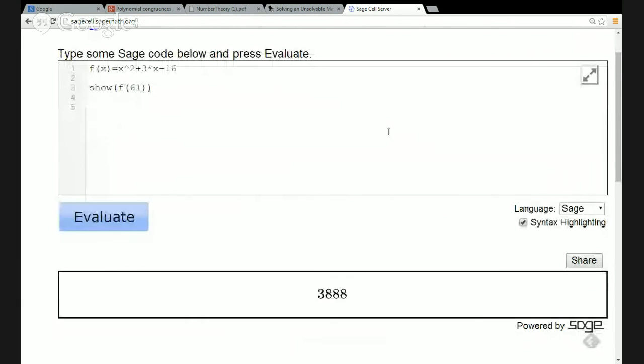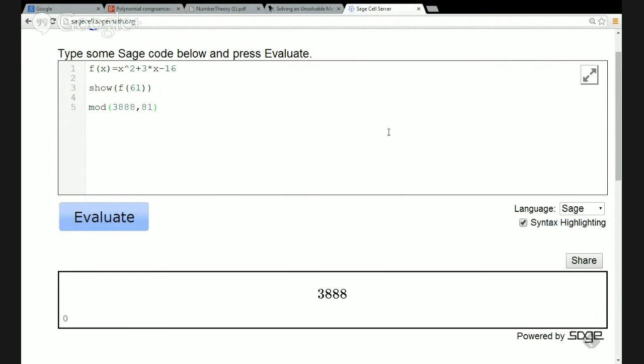So 3888, and if you do modulo 81, it should be 0. That little 0 down there, that's equal to that. So it's 0.